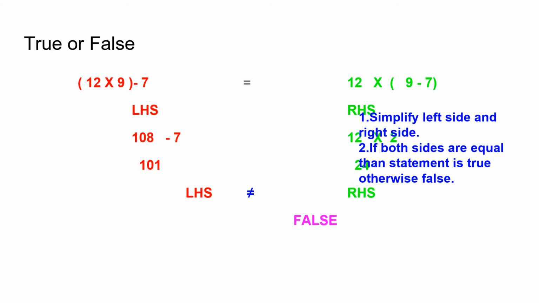Now first of all we will solve the left hand side. 12 multiplied by 9 is equal to 108 minus 7. Answer is 101. Now right hand side, first of all solve the bracket. 9 minus 7 is 2. 12 2s are 24. Left hand side is not equal to right hand side. That's why the statement is false.